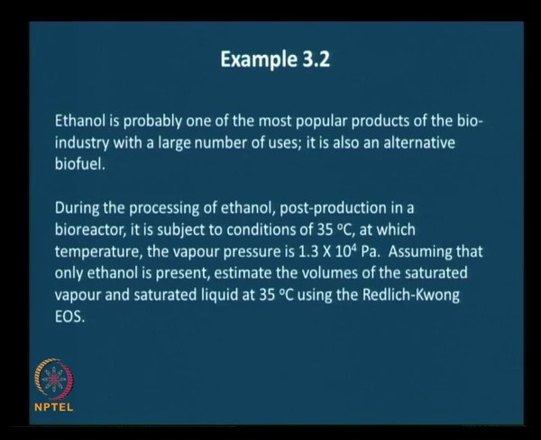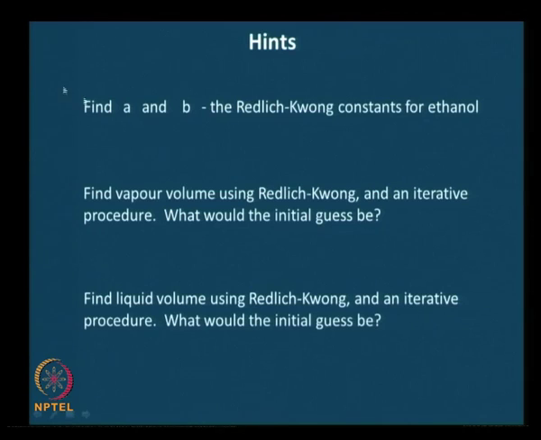This was the problem, the example that was presented, and then I had also given you some hints and time to work it out. Hopefully you had worked out the solution in full. We will anyway present the solution now after these hints. The hints were to use the Redlich-Kwong equation, we need to find the Redlich-Kwong constants A and B for ethanol, and I had asked you to find that out first.